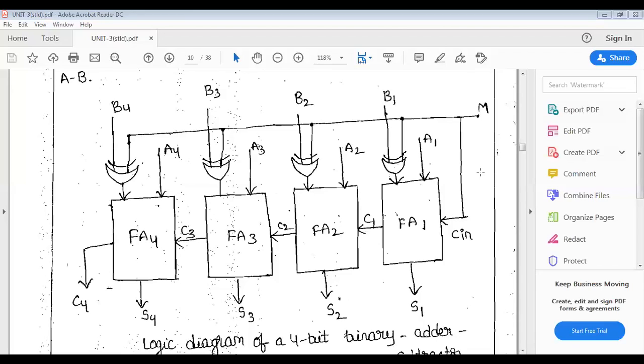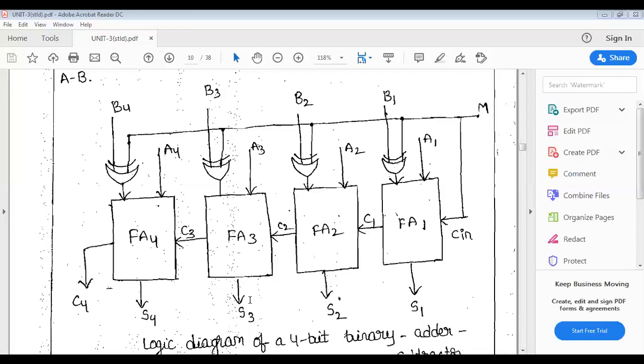M is equal to 0. B3 exclusive OR of 0 becomes B3. So taking C2 as a carry, and A3 and B3 as the input values from A and B, the full adder 3 also performs the addition operation. It gets S3 and C3.